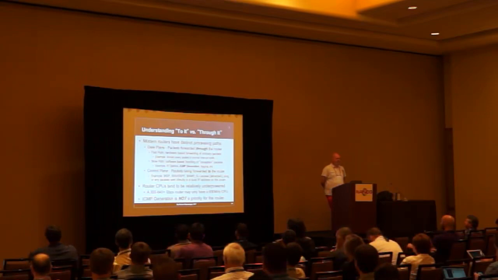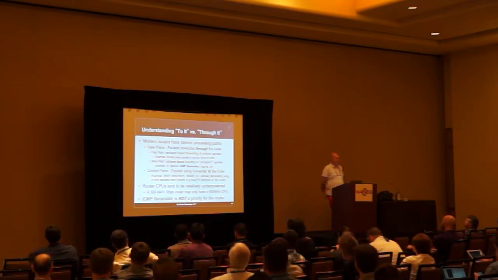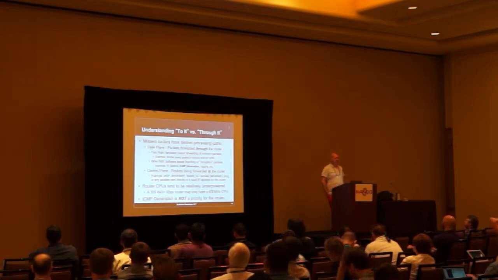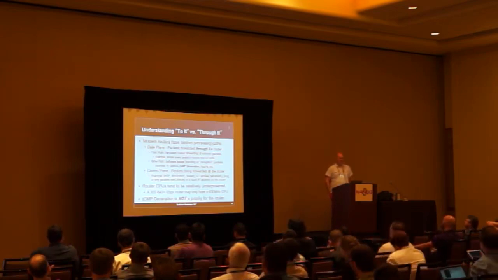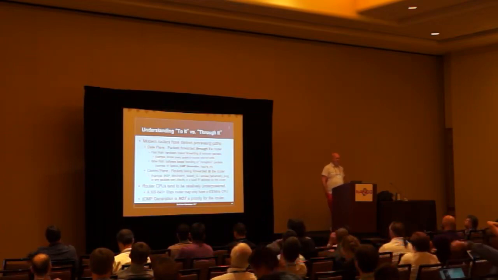Some common examples of that are if there's an IP option configured, that needs to get handled separately. If you need to do ICMP generation, which is where traceroute falls. If you have configured logging, if you've configured sampling, if you've done anything on your router that requires special processing, it has to punt it to the slow path.